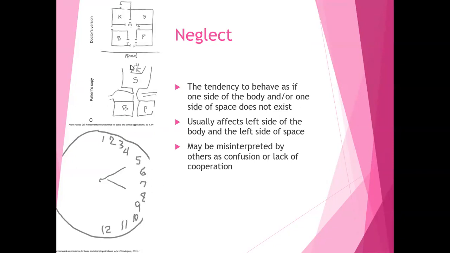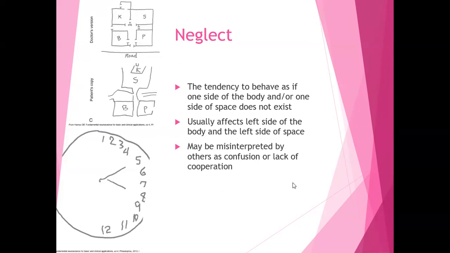So these pictures are from the book. In the top one, the doctor drew a basic floor plan of a house and wanted the patient to reproduce that drawing. And this is how they drew it. Interesting, right? And in the bottom picture, the therapist wanted them to draw a clock with the numbers 1 through 12 on it, and put the hands at a certain time. And they drew all the numbers on the right side of the clock and nothing on the left side of the clock. So very interesting. Neglect is a really super interesting area.